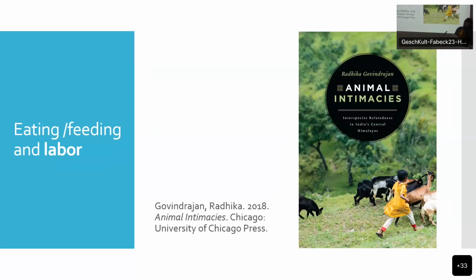The other way to approach feeding and eating as socially embedded is to consider the labor connected to feeding and eating animals. So for instance, the practice of providing fodder to animals rather than having them graze freely. So foddering, in a sense, represents a transfer of labor from herd animals themselves to human beings. This labor on behalf of non-human others may produce intimate forms of relating and forms of care, like the visceral connections between rural women and goats in contemporary Uttarakhand, vividly described by Radhika Govindarajan in her book Animal Intimacies.